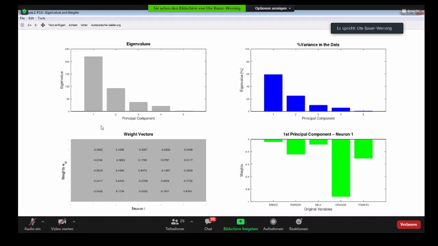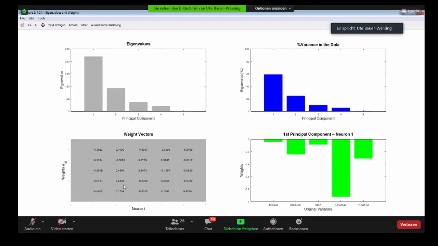On the lower part, we do see all the weights we calculated for different neurons. And honestly, you have to start here. That's the bread price, that's the tomato, that's the burger, the weighting for the burger price, that's the weighting for the milk price, that's the weighting for the orange price, and that's the weighting for the tomato price of the weight vector of the first neuron in our network trained with Oja's learning rule.